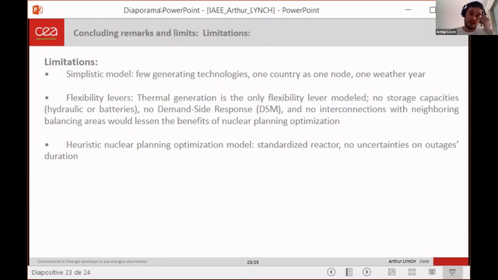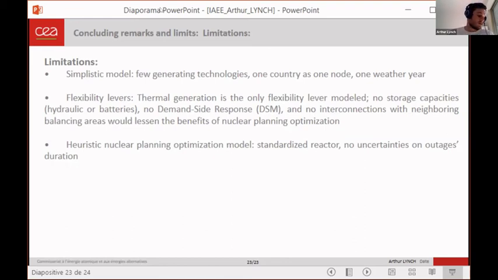The second limitation is the fact that we do not represent some flexibility levers. We do not have storage capacity. We do not have demand side response. We do not have interconnection with neighboring balancing areas. And the integration of those flexibility levers in a system that is a little bit more complicated will likely lessen the benefit of nuclear planning optimization found in this paper.